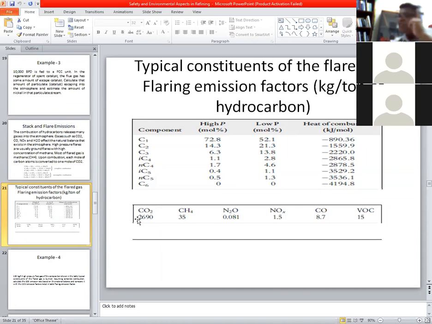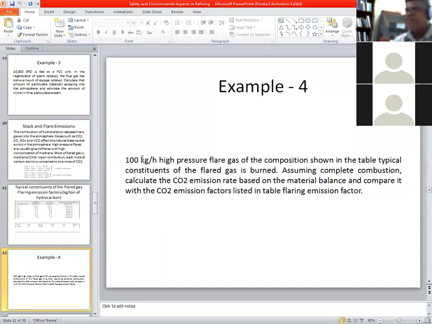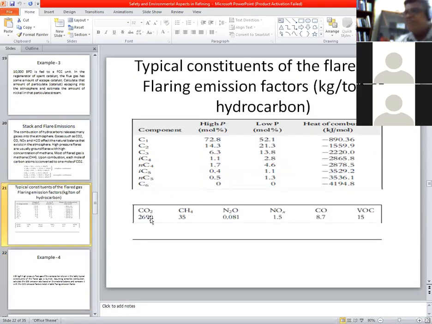I told you that emission rate equals emission factor times flow rate. Here the flow rate is given in this question: 100 kg per hour. The emission factor is also given, that is 2690. So you can directly calculate the emission rate.